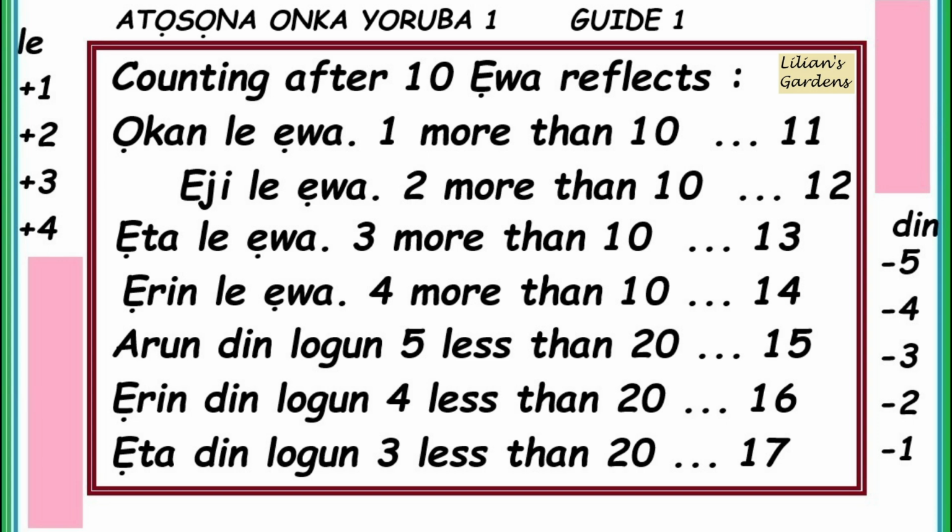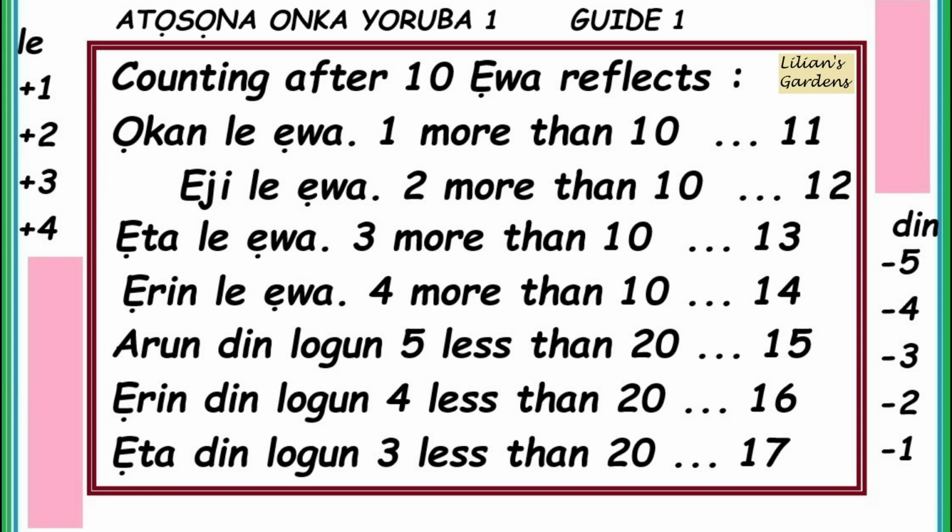After we have learned numbers 1 to 10, we need to start reflecting how far away from 10, how much more we are over 10. If you are 1 more than 10, 2 more than 10, 3 more than 10, or 4 more than 10, you say ọ̀kan lé ẹ̀wá, 1 more than 10, 11. Èjì lé ẹ̀wá, 2 more than 10, 12. Ẹ̀ta lé ẹ̀wá, 3 more than 10, 13. Ẹ̀rin lé ẹ̀wá, 4 more than 10, 14.